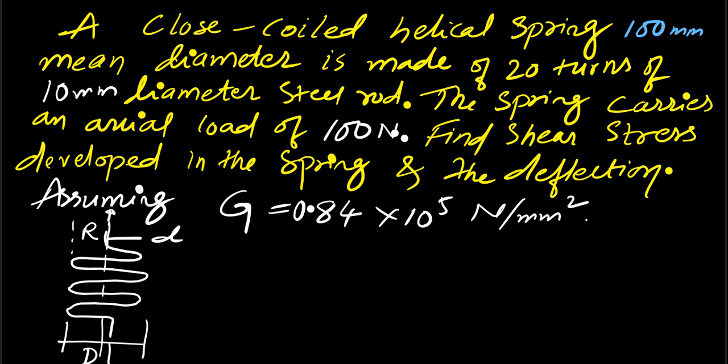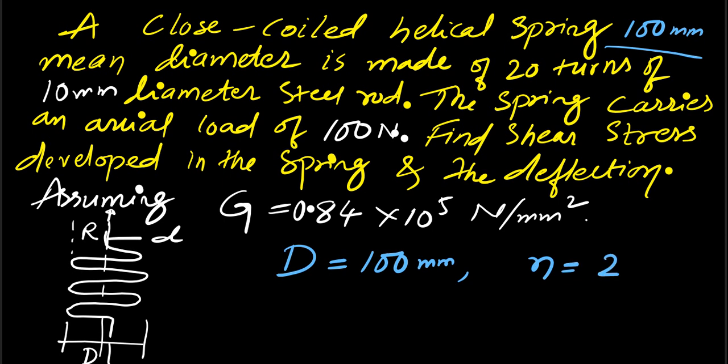Here are some of the values mentioned in this question. We have a closed coil helical spring of 100 millimeter diameter, so that is the mean diameter. Mean diameter is capital D, given as 100 millimeter. It is made of 20 turns, meaning the number of turns. Let us say small n is the number of turns. It is 20: one turn, two turns, three turns, and so on, it has 20 turns.